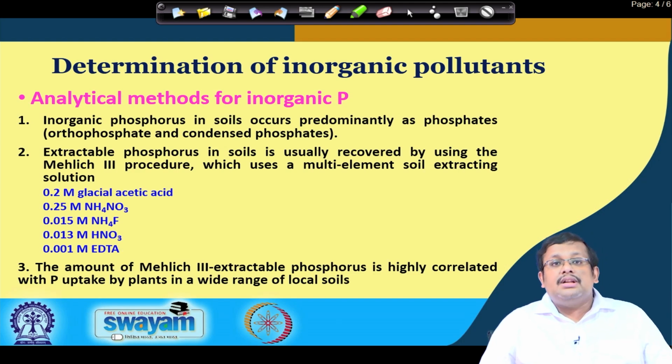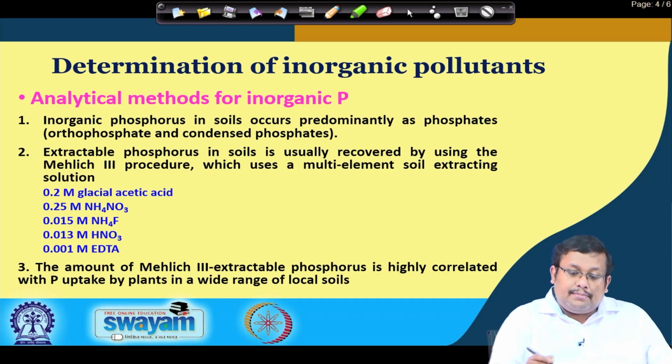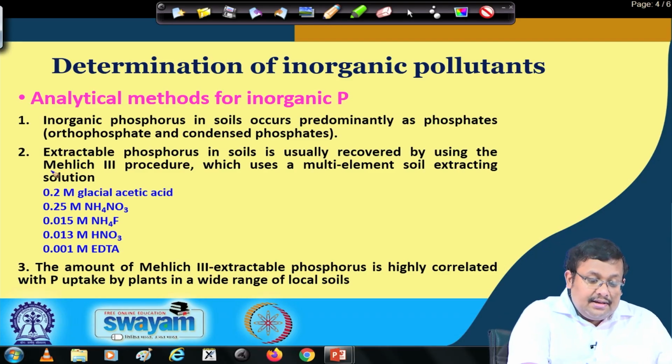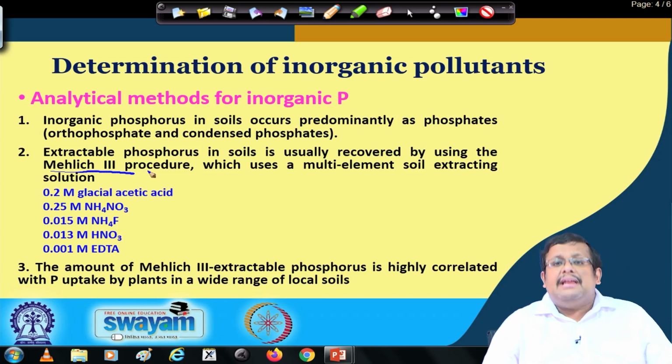Now, you know that inorganic phosphorus in soil occurs predominantly as phosphates, and these phosphates encompass orthophosphate and condensed phosphates. The extractable phosphates in soils are usually recovered by using a specific extractant, we call it Mehlich 3 extractant, and the procedure is known as the Mehlich 3 procedure. This Mehlich 3 extractant is a multi-element extractant, and it is used for extracting the soil solution.